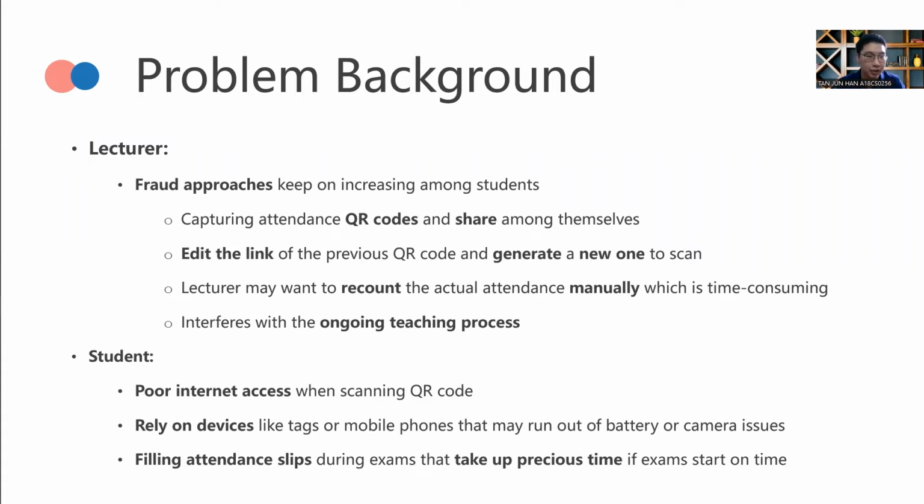Also, the lecturer may want to recount the actual attendance manually if the students' numbers do not meet the attendance list, and this is time consuming. It also interferes when teachers are counting the students during the ongoing teaching process. From the student viewpoint, students may have poor internet access when scanning the QR code, making them unable to take attendance. It also relies on devices like tags and mobile phones, which may run out of battery or have camera issues. Filling up attendance slips is also one of the problems during exams, and it takes up precious time if the exams start on time.